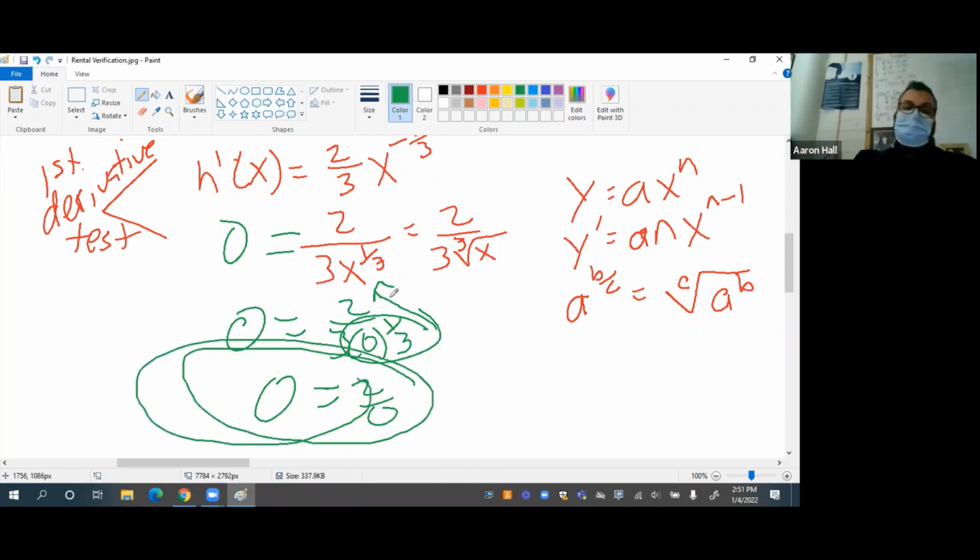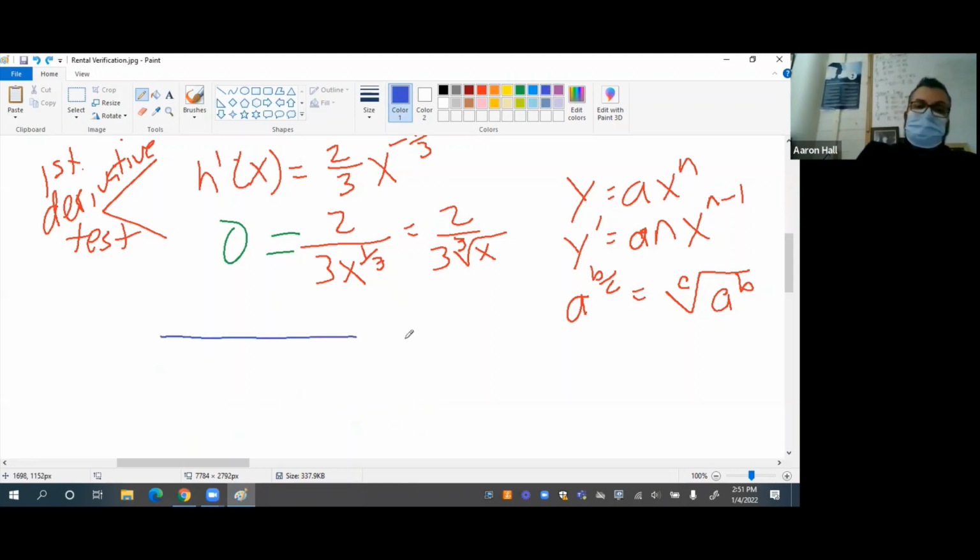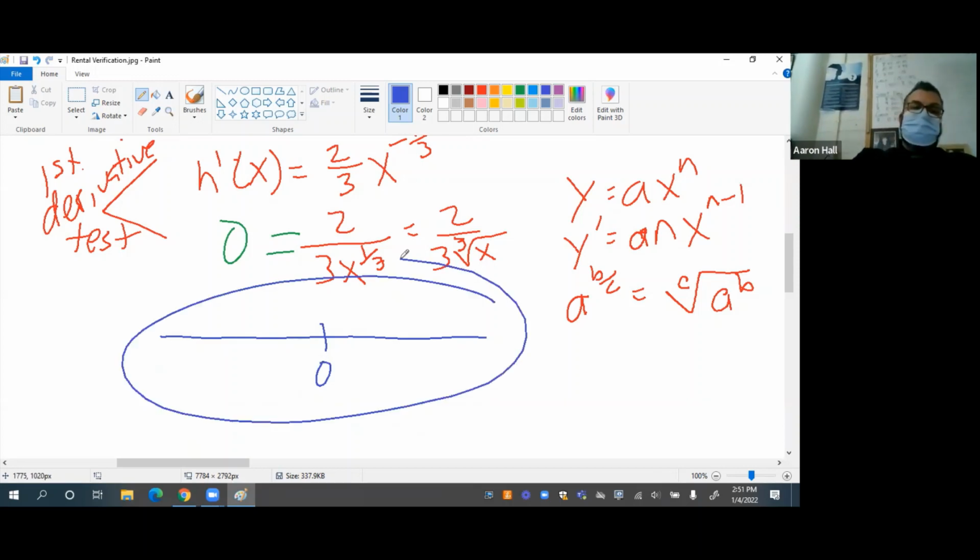When x equals 0, that's still a critical point. It is not true that plugging in 0 will give me 0 equals 0. However, it's still a critical point. Why is it a critical point? Because it gives me something that's undefined. Does that make sense? Yeah. Okay, so we're going to use our sign diagram with one value, when x equals 0. Now how do I figure out this sign diagram?